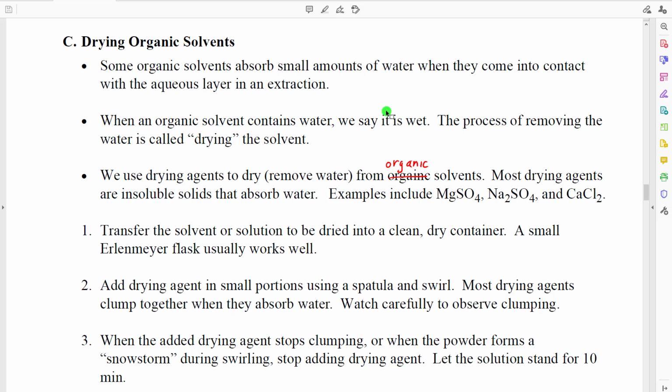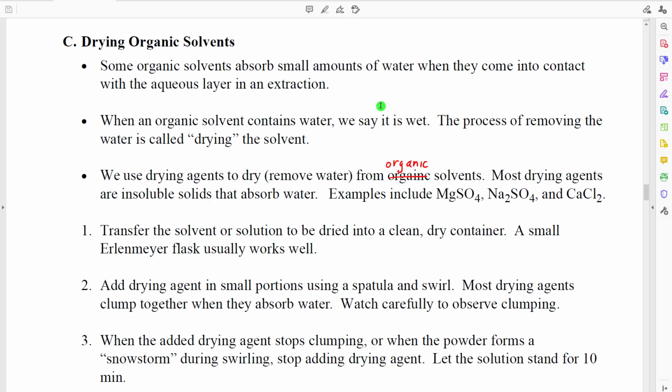It's important to note that drying a solvent is not the same thing as evaporating the solvent. When we evaporate a solvent, we remove all of the liquid and leave behind only whatever residues are in the solvent.